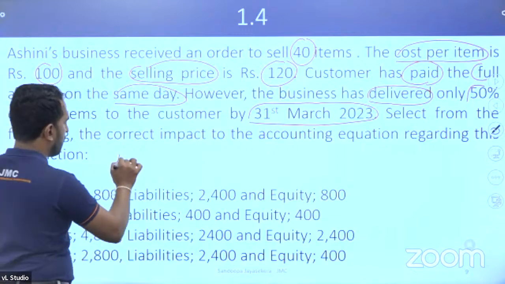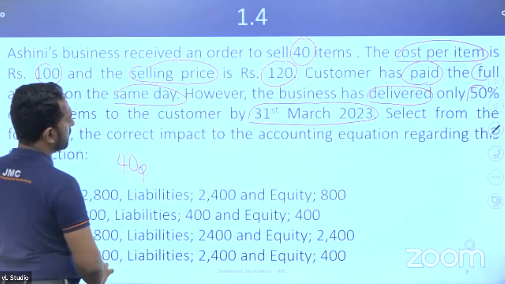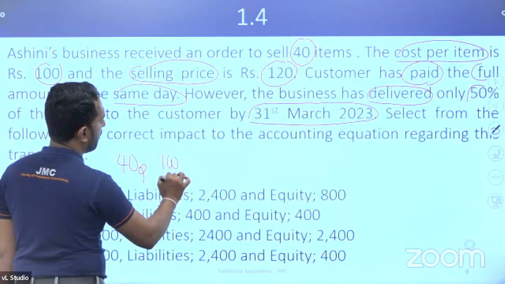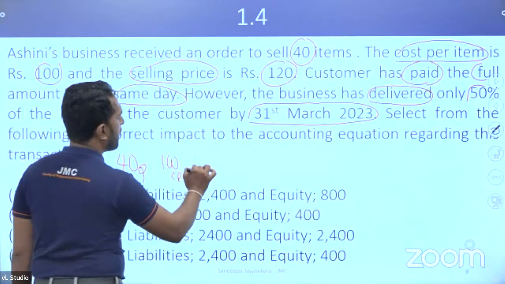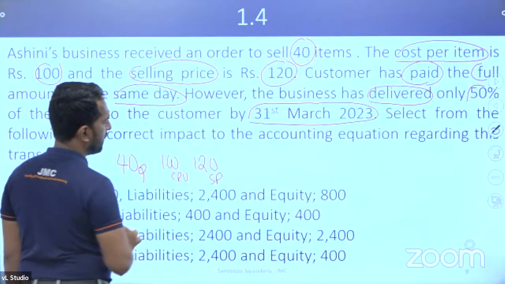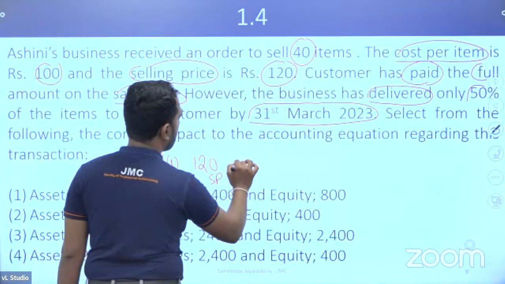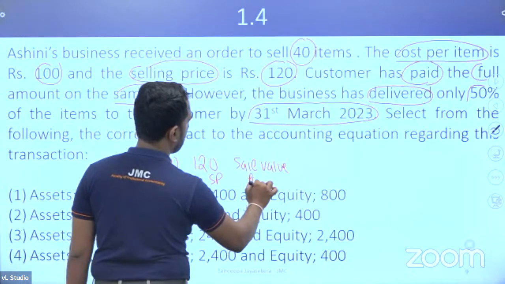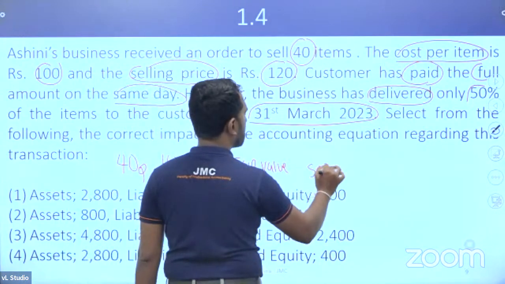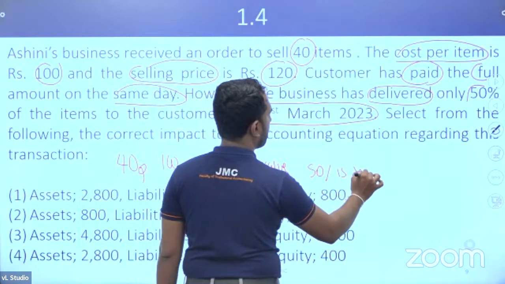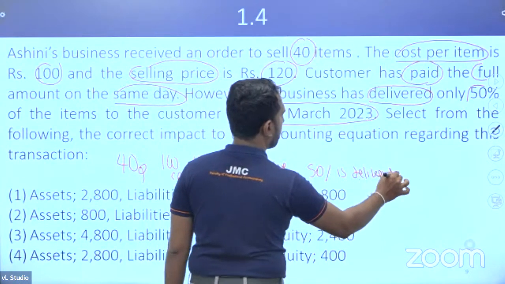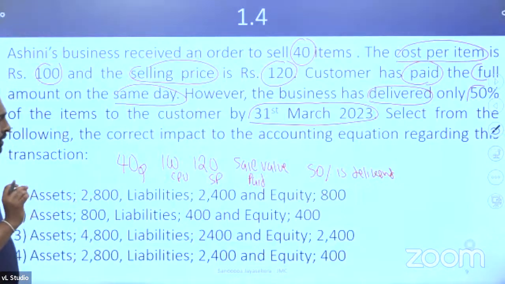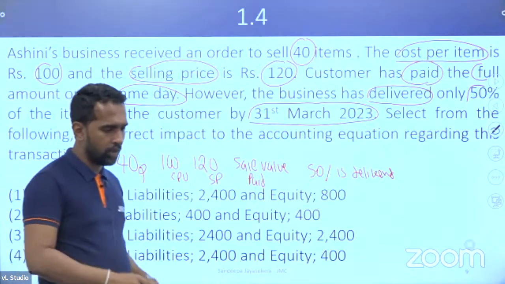So there are 40 items. Cost per unit is 100. Selling price is 120. And the total sale value is paid, but 50% is delivered. This is the question. I'll give you like 1 minute because this is kind of a tricky question I prepared. Give it a try.